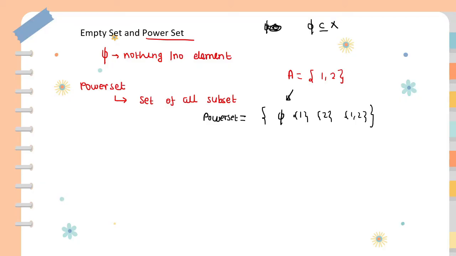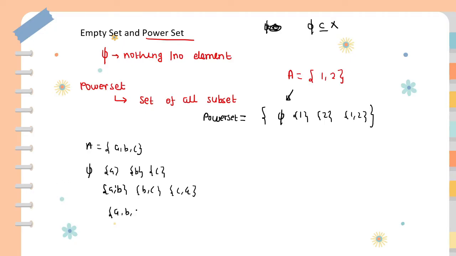We can also take another example for 3 elements, that is a, b and c. First it will contain phi, then a, then b, and then c, then two-element terms ab, bc, and ca. So there are 7 elements here, and now it will also contain the full set a, b, c. So this will be the collection of all subsets of A.